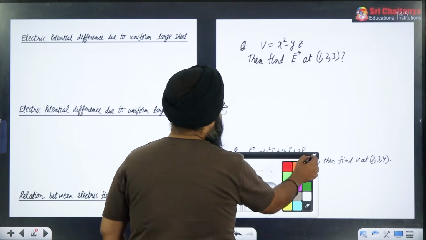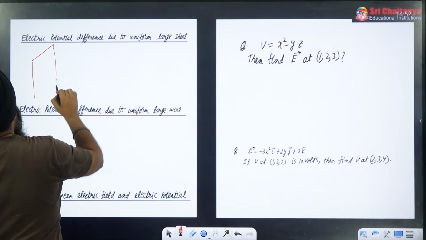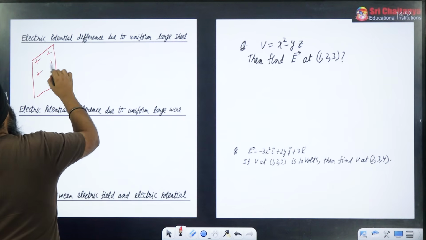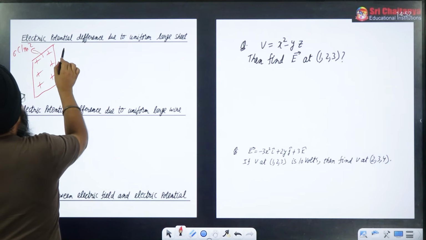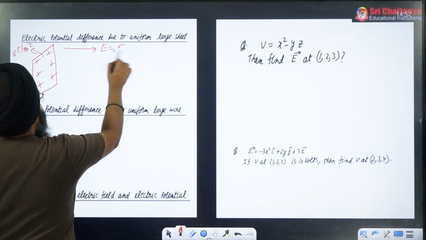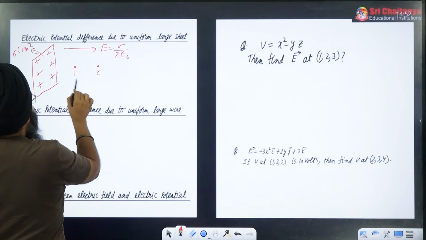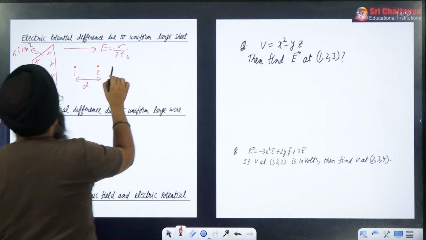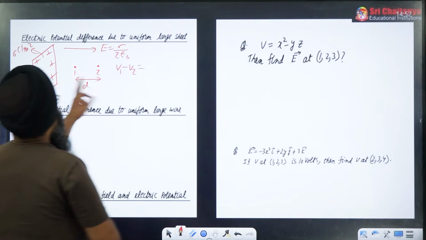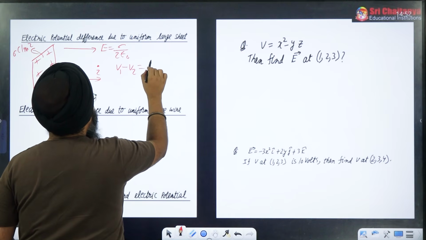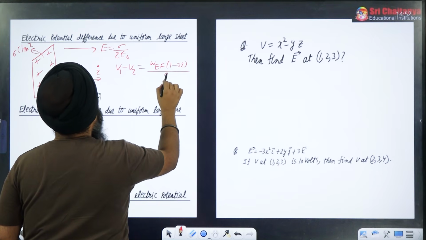So obviously we know that the uniform large sheet will create a uniform electric field. Suppose positive charge is given to it and the charge density is sigma coulomb per meter square, then the electric field in this region will be equal to sigma divided by 2 epsilon naught. Now suppose I take point 1 here and point 2 here and they are separated by a distance d. So how will I write V1 minus V2? V1 minus V2 will be equal to work done by electric field to take the charge from 1 to 2 divided by the value of Q naught.